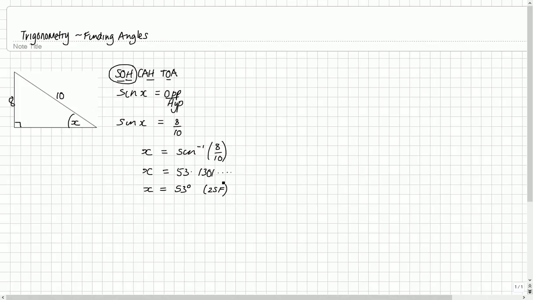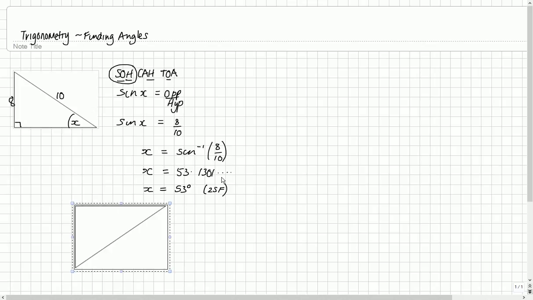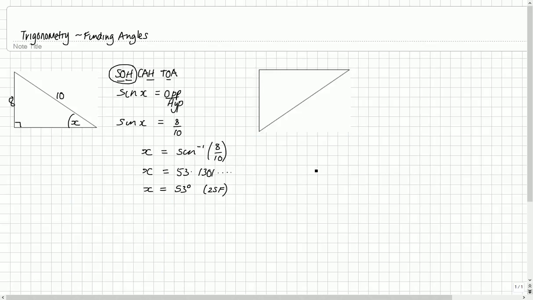I'm going to do one more example just to make sure you're happy with this. So we've got another right angle triangle. There's the right angle up here in this corner. We'll say that this is 16 and that this is 12, and we're trying to find this angle here, x. So SOHCAHTOA is our familiar place to start.